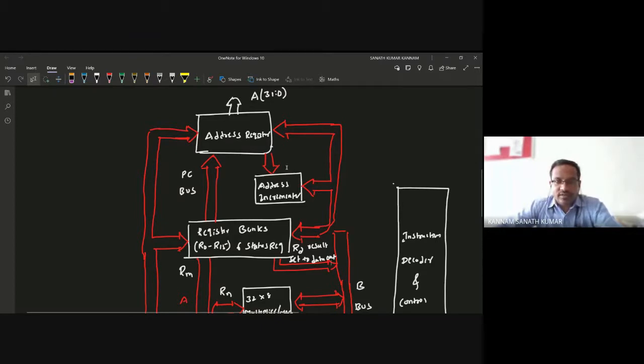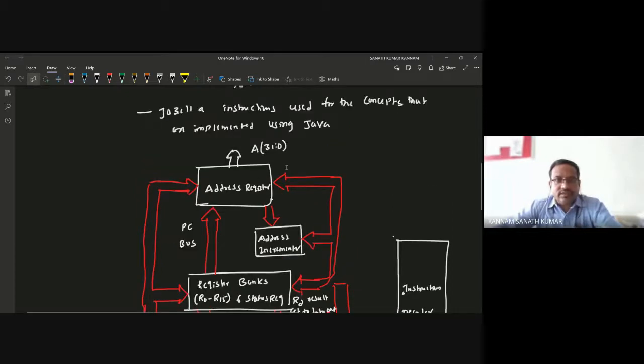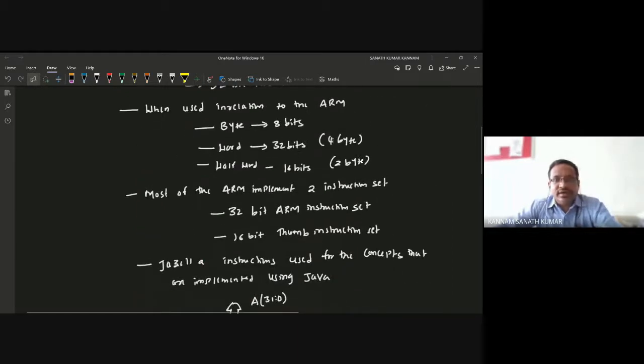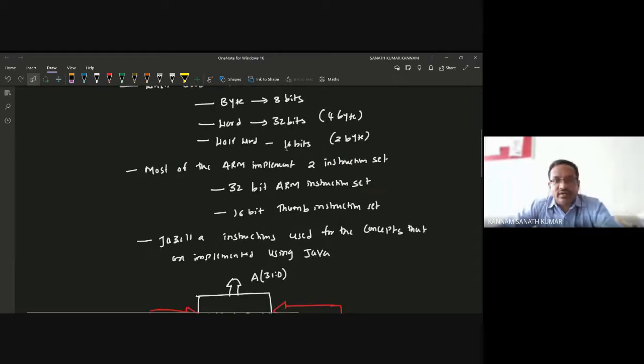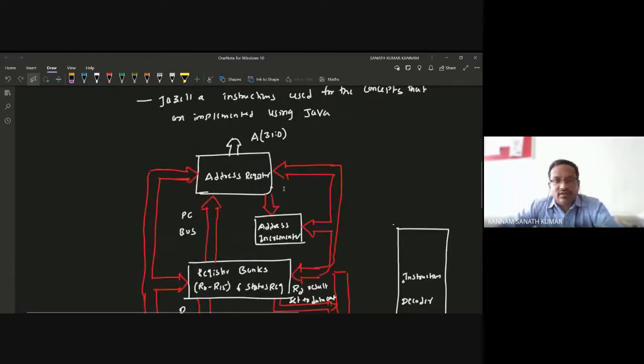That means in each location we can accommodate 8 bits of data. As I told you, 8 bits means 4 bytes equals 32 bits. So if the address is 32 bit, every time this address incrementer will increment the address by 4.